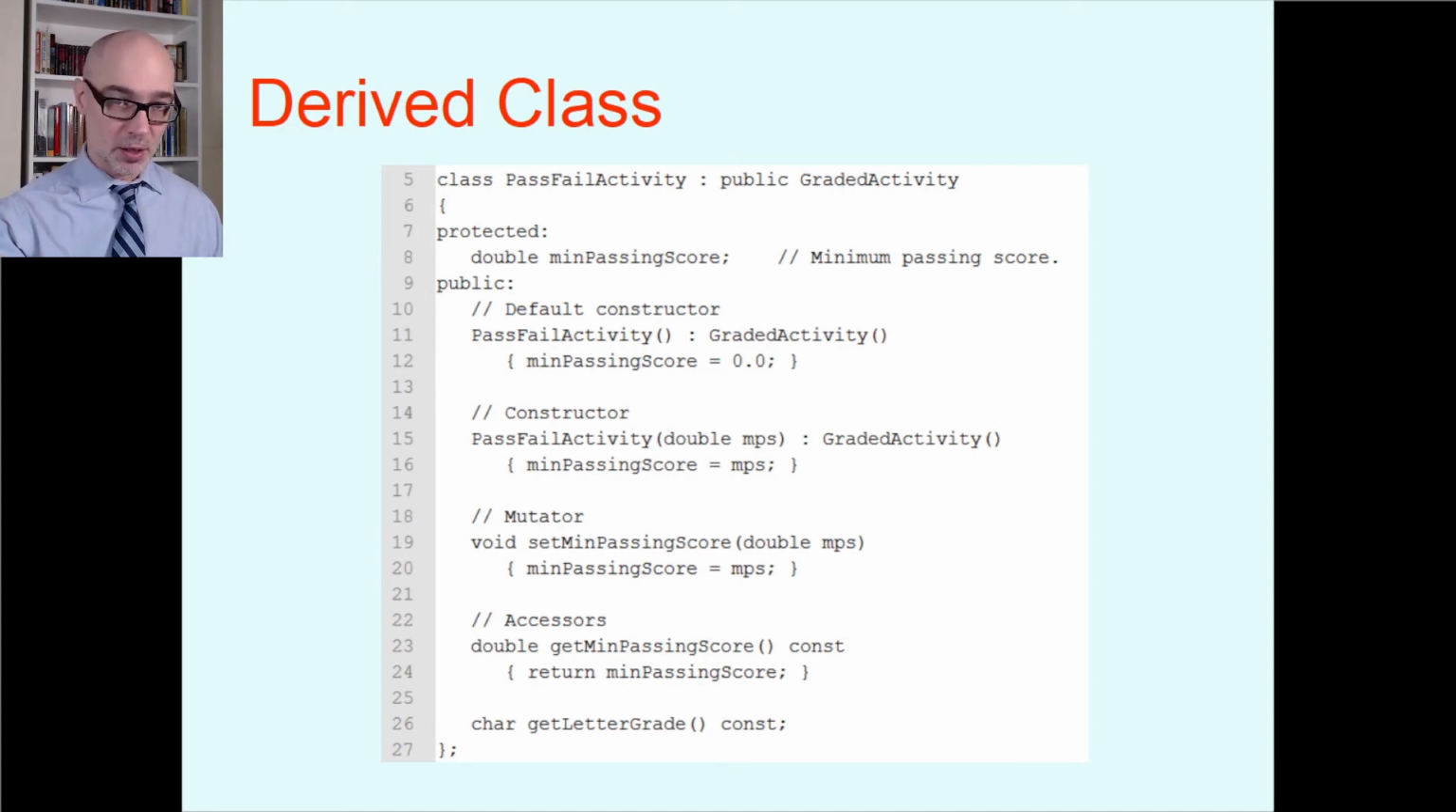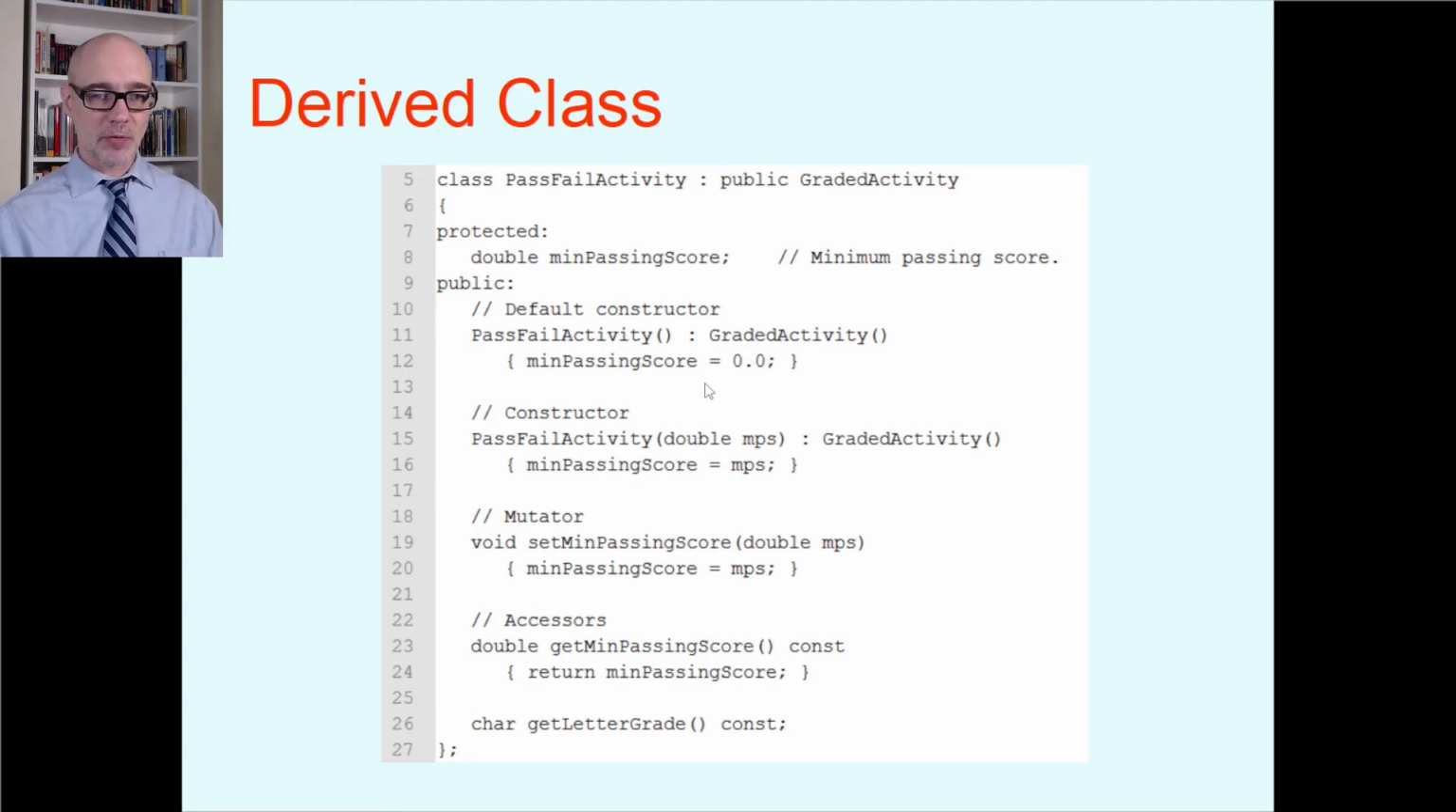You're not going to see it here. Why bother, right? You don't need to retype it, but you do get all that stuff for free just based on this line 5, the fact that I'm inheriting from graded activity. That's what it means. I get all that other stuff for free. And on this slide, we're just adding more stuff to the pass-fail activity. So 2 pieces of member data.